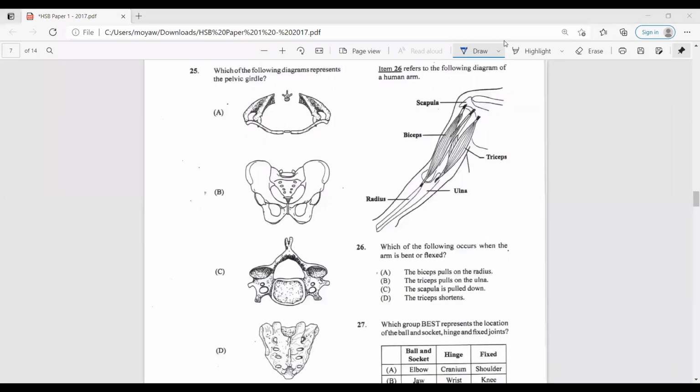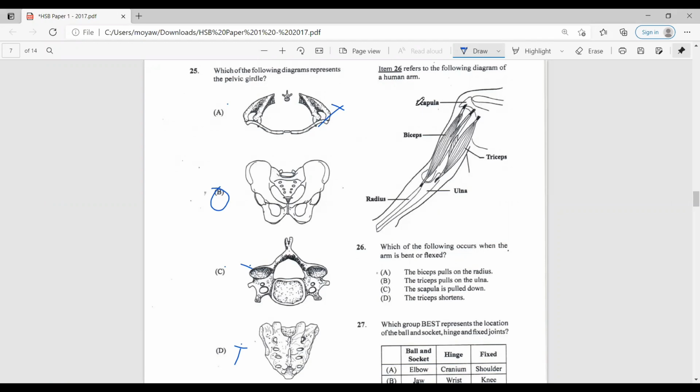Question 25. Which of the following diagrams represents the pelvic girdle? So we're trying to find the pelvic girdle. A is definitely not the pelvic girdle. B is the pelvic girdle. And then C is a vertebra. D is the sacrum, so D is out of it. So we know it's B.